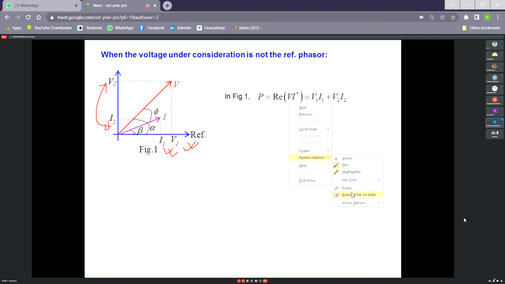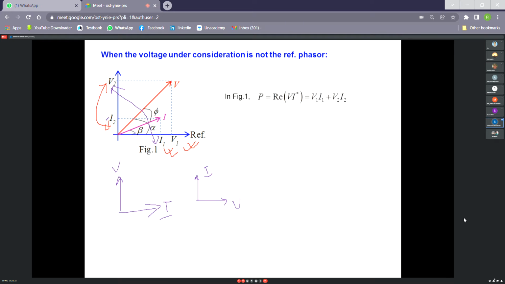Similarly, this V and this I are 90 degrees out of phase. So they will produce reactive power, because if voltage and current are 90 degrees out of phase, then it will be either inductive or capacitive, right? Similarly, these I2 and V also produce some reactive power. Have you understood this much? Yes, ma'am.